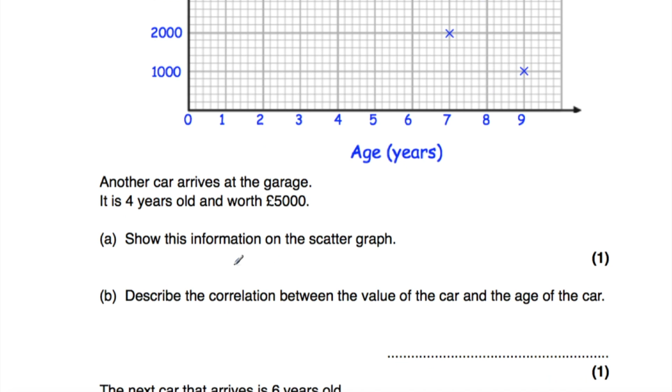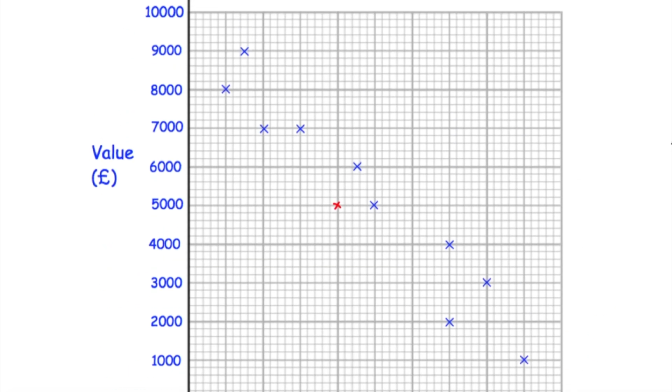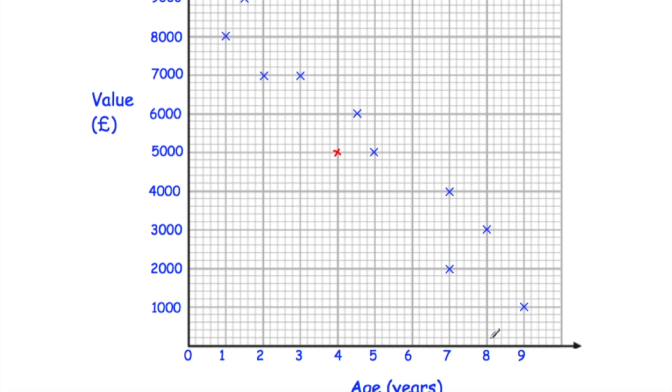Part B says describe the correlation between the value of the car and the age of the car. So remember our correlation, because this is going downwards, like so, that's a negative correlation. It means that as one value increases, the other one goes down. So for instance, as the age is increasing, the value is going down. So that's a negative correlation. If the points were going up this way, it'd be a positive correlation. And if they're just scattered around in a random manner, that's no correlation.